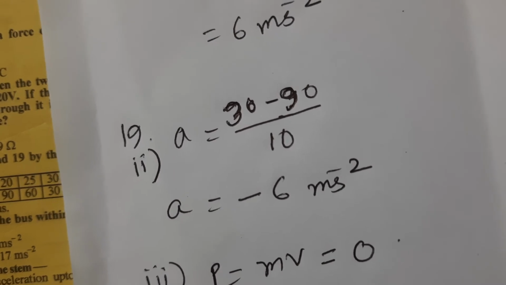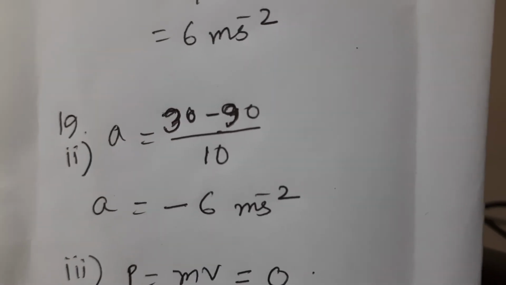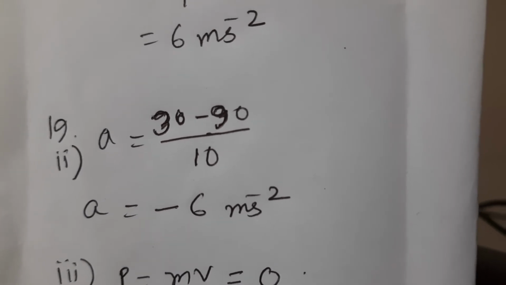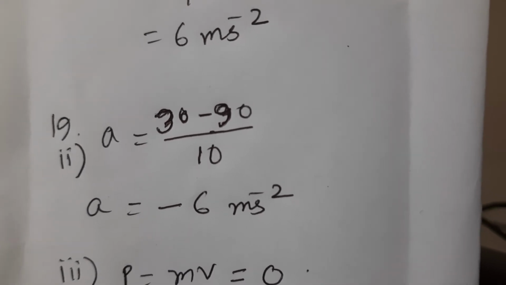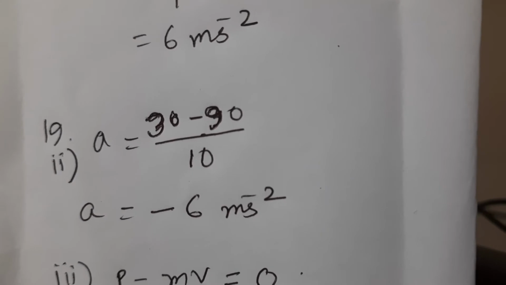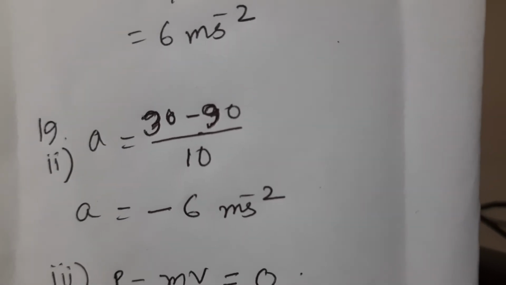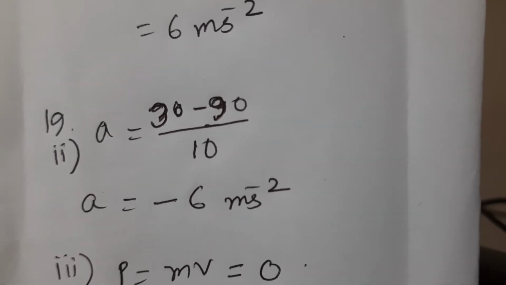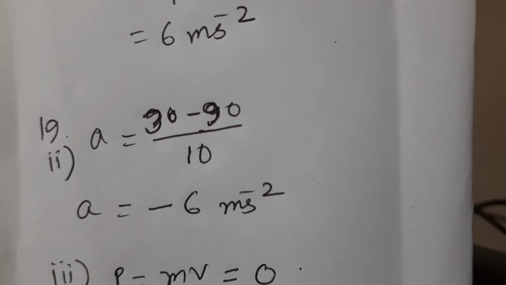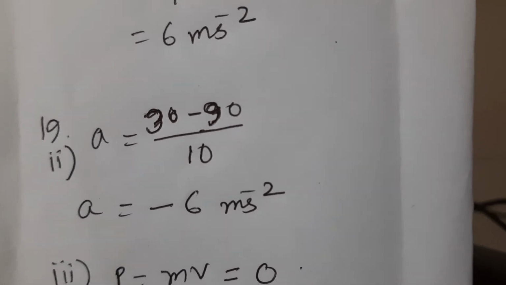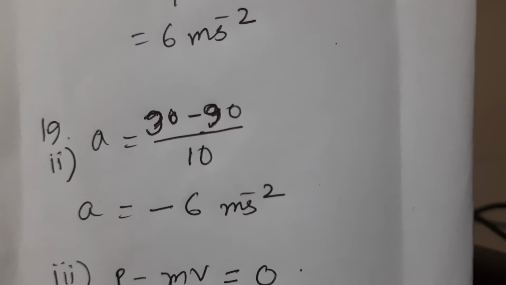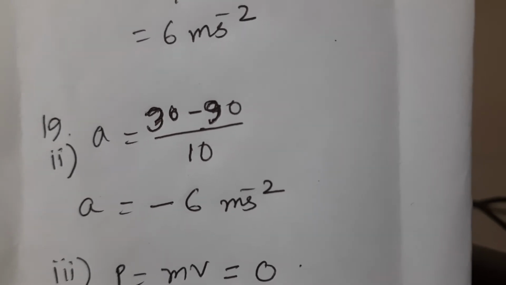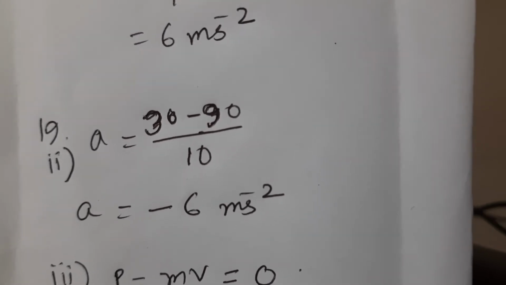from 90 to 30. Okay, velocity is decreased in the last 10 seconds from 90 to 30. So here the initial velocity is 90 and final velocity is 30. So putting the value, we get for statement 2, A equal to minus 6 meter per second square. So the negative acceleration means the deceleration.